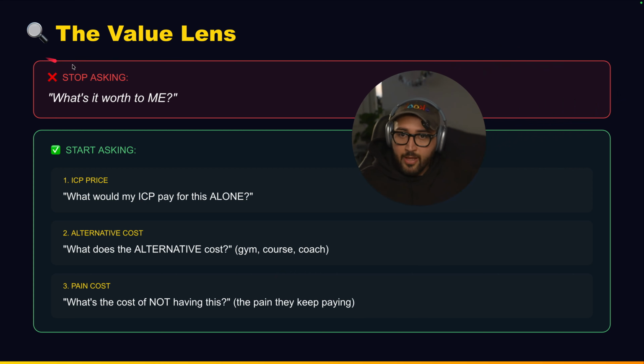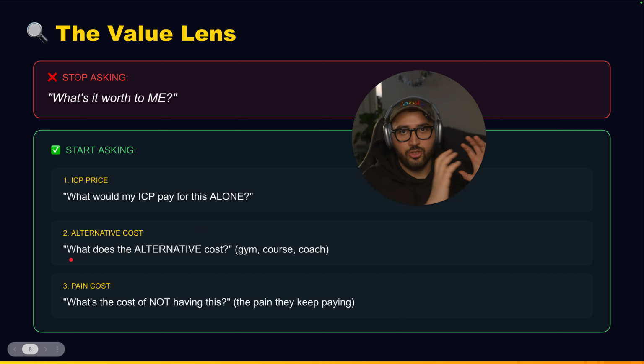Here's our value lens, and we need to stop asking, what is it worth to me? And start asking, 1, what would my ICP pay for this alone? What would my client pay for this standalone program, template, or service that I'm offering? And 2, what does the alternative cost?